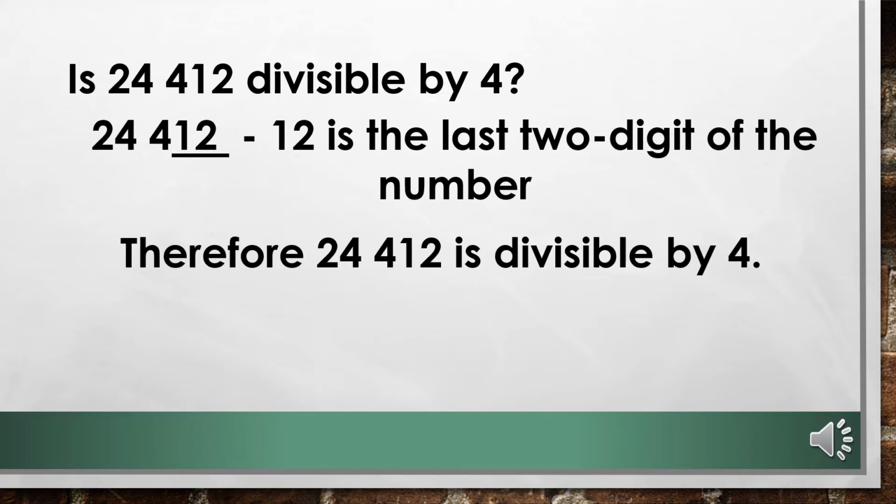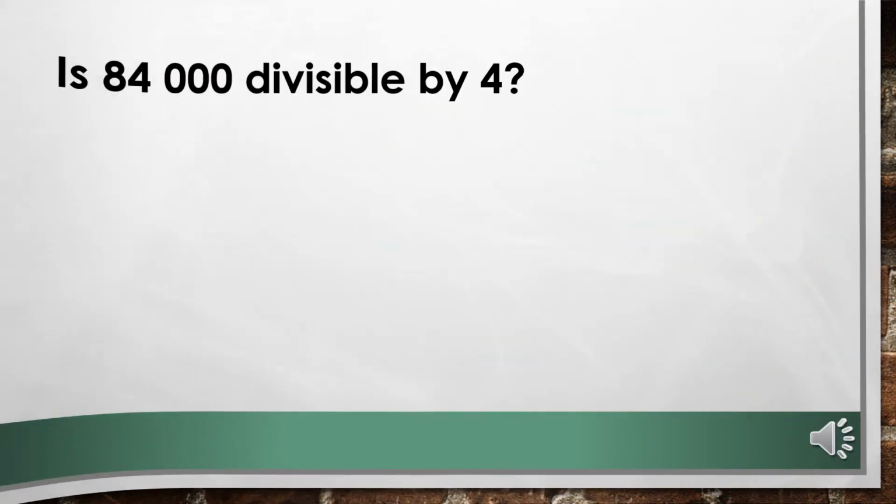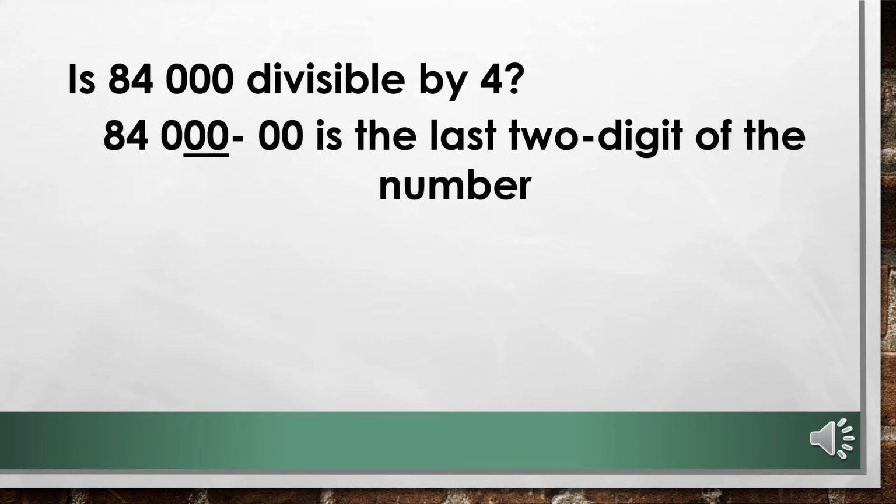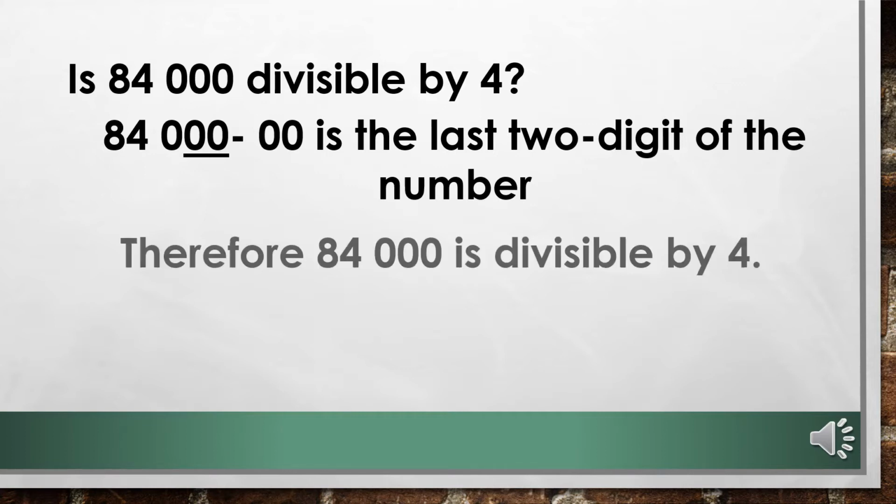Let us have another example. Is 84,000 divisible by 4? Let's find out. Look at the last two digits of the number. It is 0. According to the rule, if the number ends with two zeros, it is divisible by 4. Therefore, 84,000 is also divisible by 4.